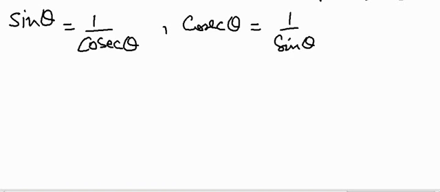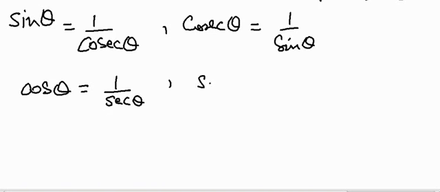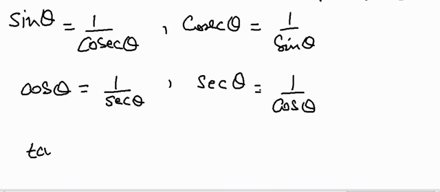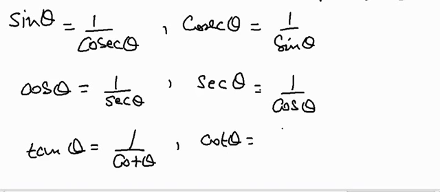The second one which we know is cos theta. Cos theta is equal to 1 by sec theta, or we can also write sec theta is equal to 1 by cos theta. And the third one was tan theta. Tan theta is equal to 1 by cot theta, or we can write cot theta is equal to 1 by tan theta. Now this is very basic which we know in this chapter.